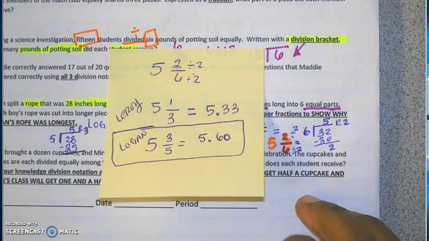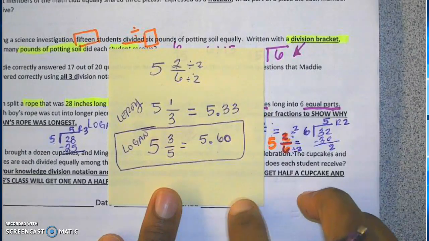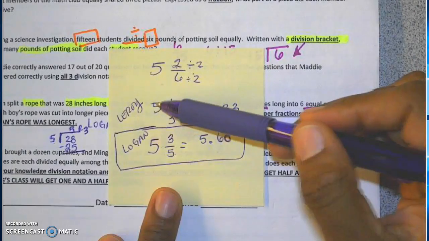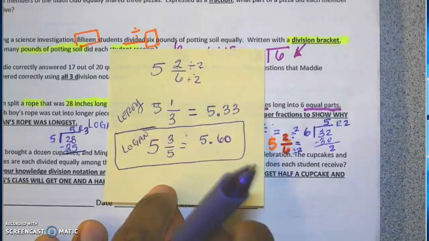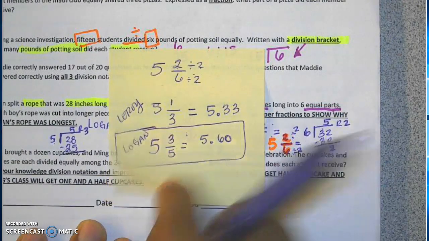So this is the work that's needed to prove why Logan had the longer rope. Logan had 5 and 3/5 rope, and Leroy only had 5 and 1/3. Logan's is the longest because he had 6/10, which is greater than 3/10.